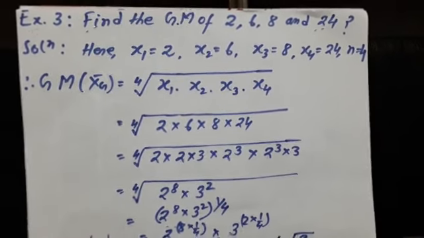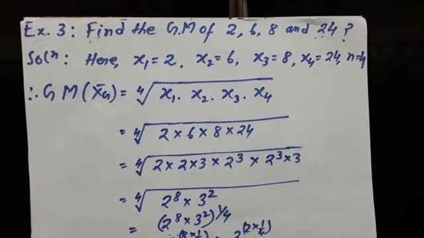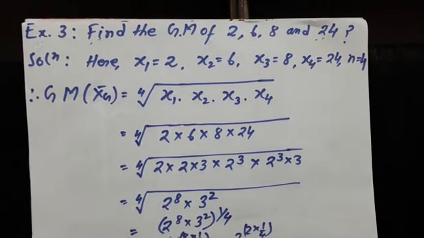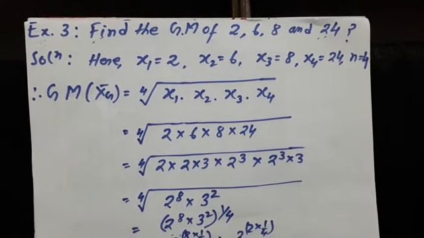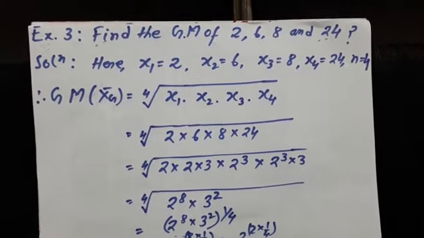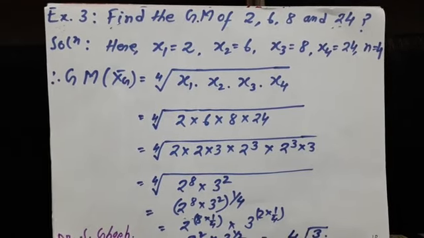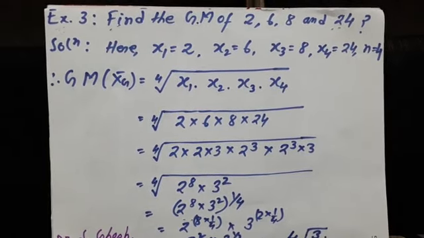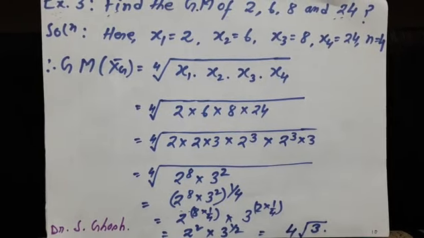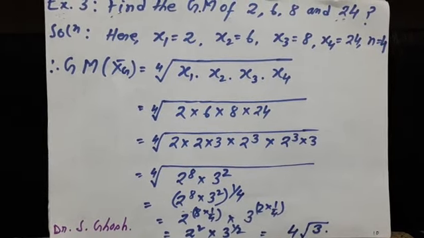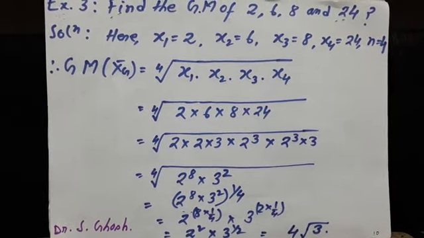Now what is the formula? Since 4, fourth root of x1 into x2 into x3 into x4. Now putting the values of x1, x2, x3 and x4, we will get this. Now for the sake of simplification, I have split up the numbers: 6 equals 2 into 3, 8 equals 2 cube, and 24 splitting it we will get 2 cube into 3.